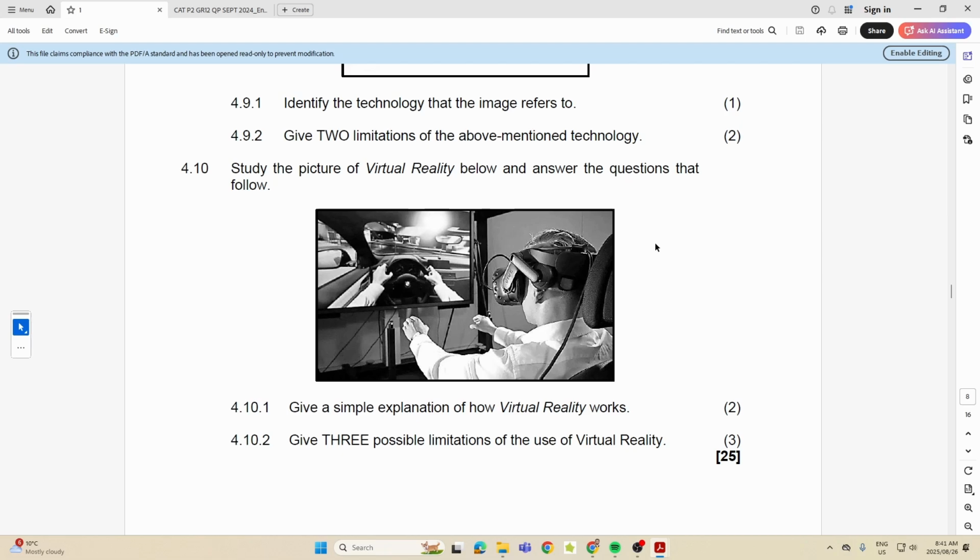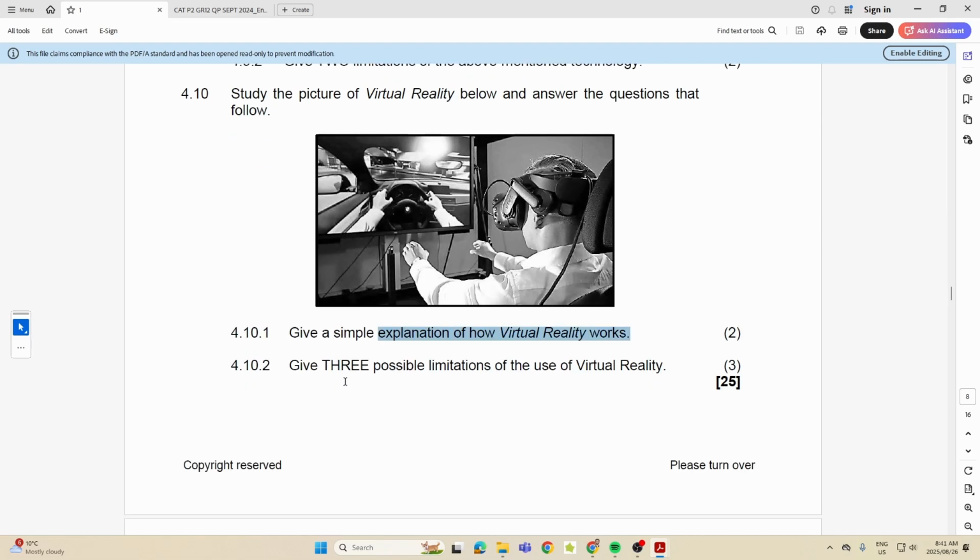Did we see that come up in the IEB papers? Yes, it's here in DBE as well. What is virtual reality? Give 3 possible limitations of the use of virtual reality. Now, it is a newish technology, not that new. It can cause motion sickness because you actually believe that you are there. There are limitations in terms of movement, hardware, resolution, all of these type of things.